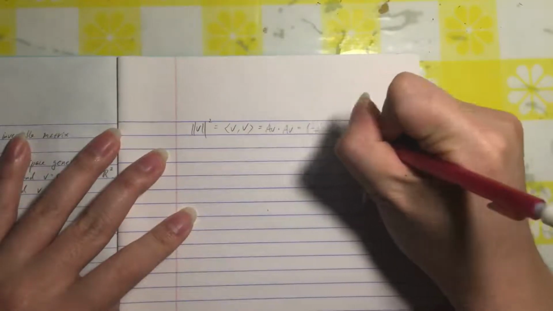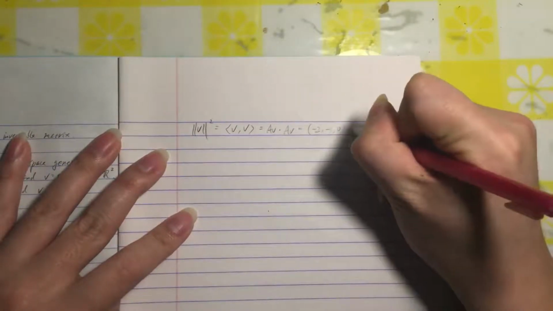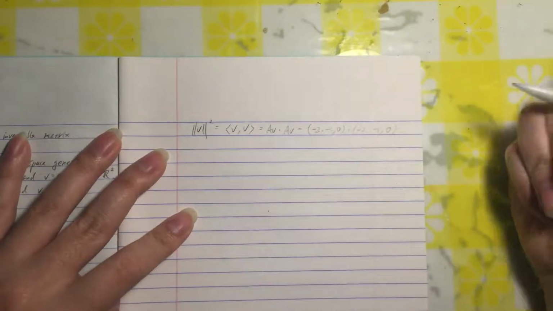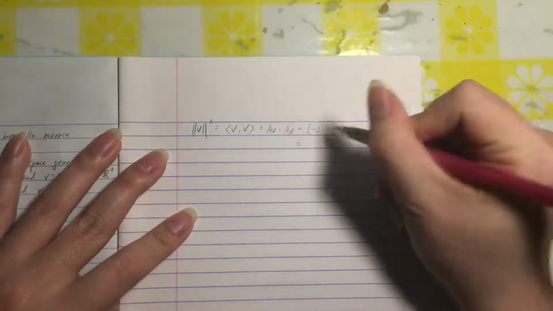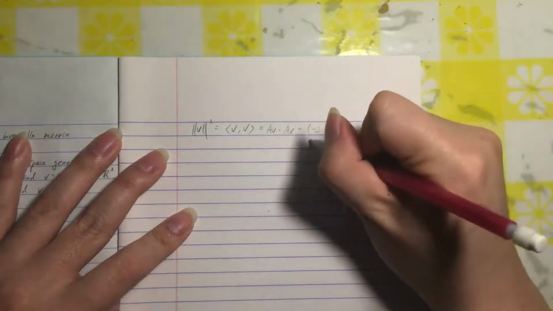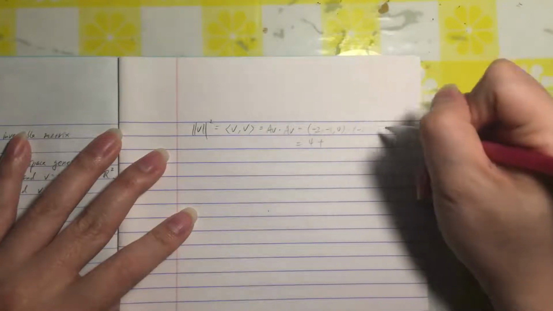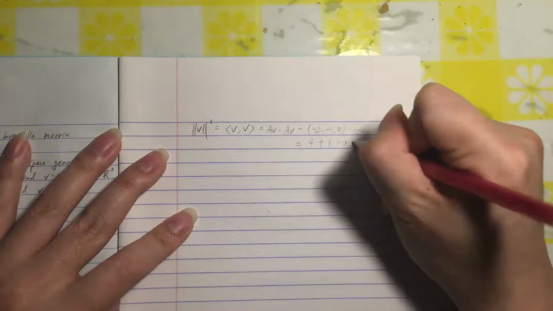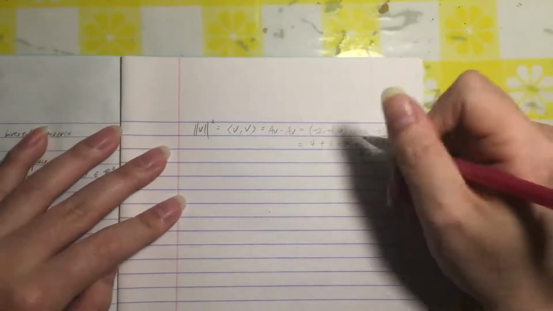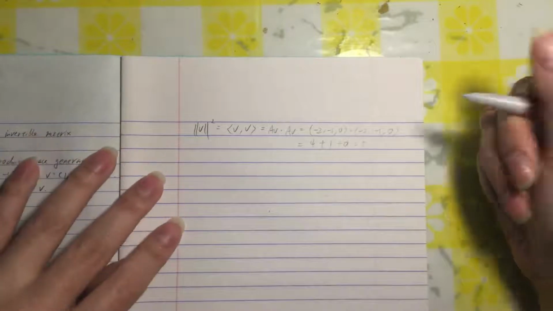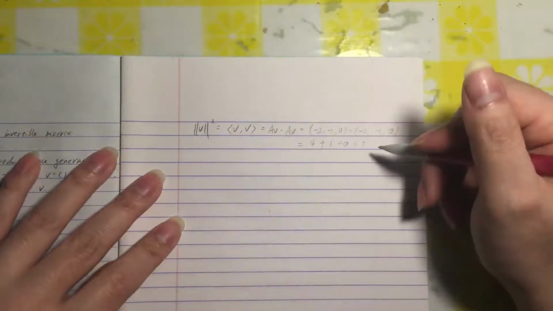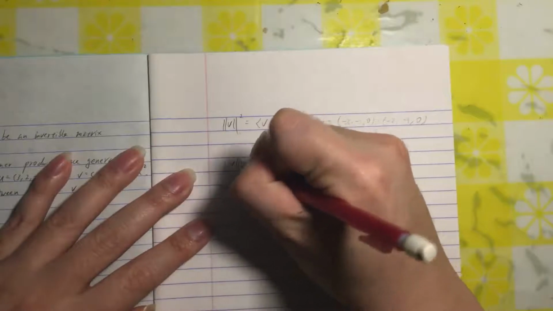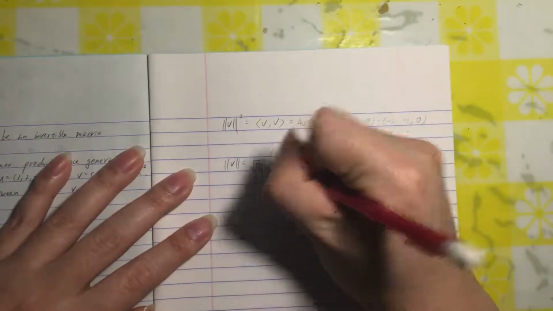We have -2, -1, 0 dot -2, -1, 0. Then compute the dot product. -2 times -2 is 4. -1 times -1 is +1. 0 times 0 is 0. Adding up, we get 5. So the norm of V squared is 5, which means the norm of V by itself is the square root of 5.